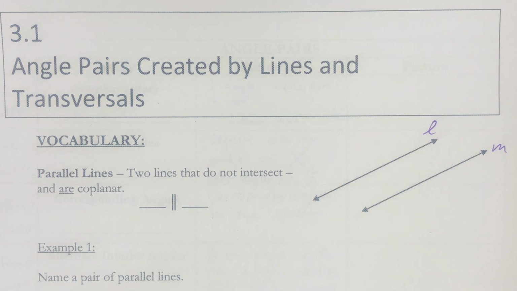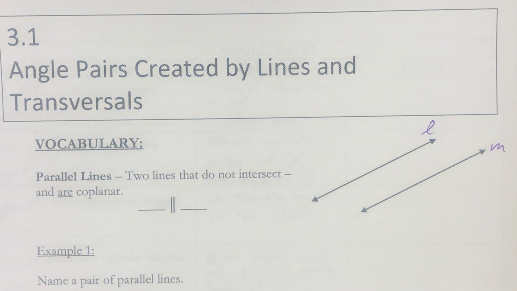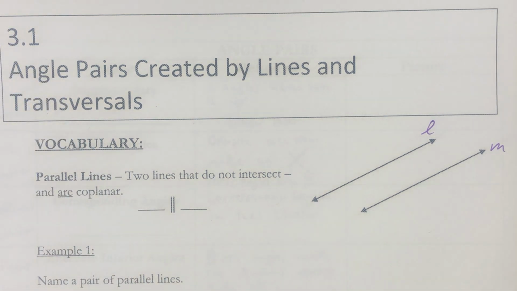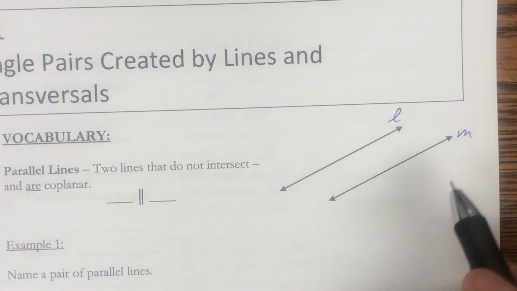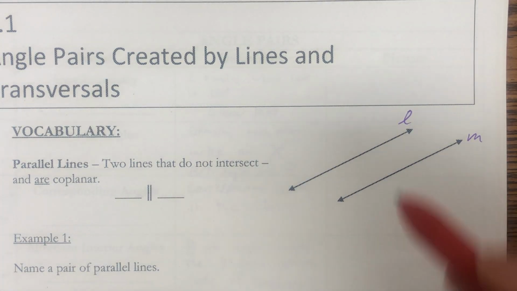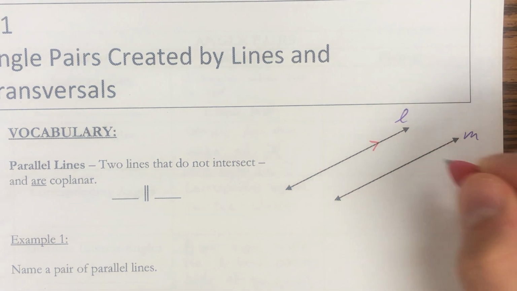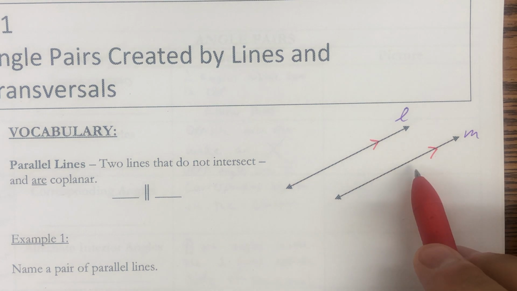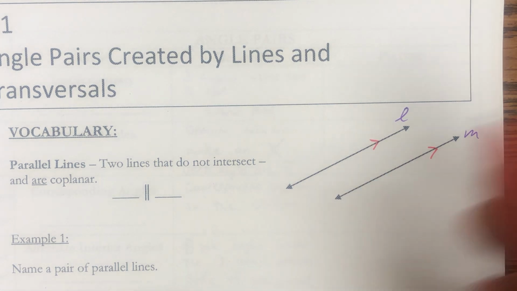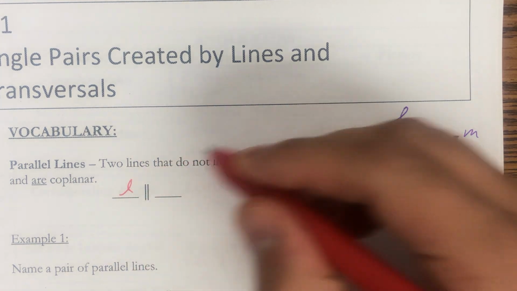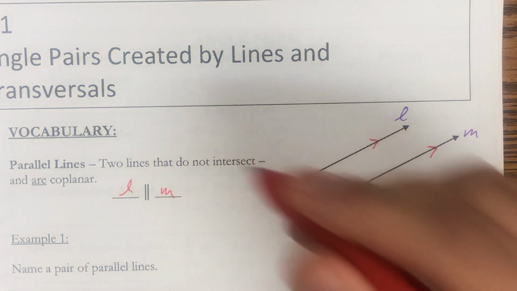First one you've probably seen before, that's parallel lines. Parallel lines are two lines that do not intersect and are in the same plane. So they are coplanar. Parallel lines are indicated by arrows on the line. So you'll see the line and then also a set of little arrows as well. Those two little arrows on that line indicate parallel. The symbol for parallel is two lines going up and down. So I could say line L is parallel to line M.